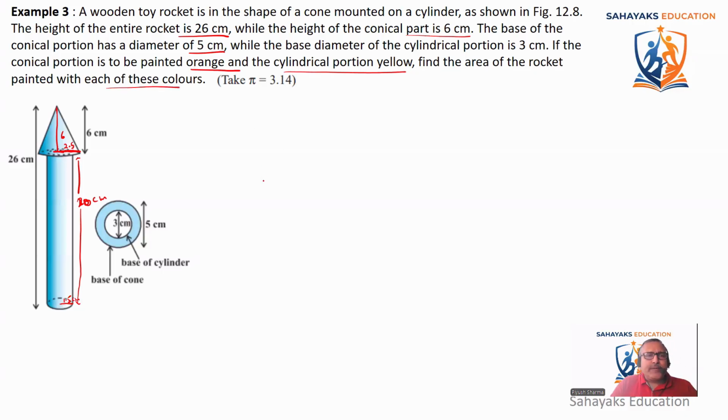Okay, so we have to paint the top part as orange and the cylindrical part as yellow. Okay, so for orange paint, area is equal to, first we need to take the lateral surface area of the cone. So lateral surface area is pi r l. Its radius is different here. It is not the same radius as of the cylinder. This is the radius, 2.5 here.